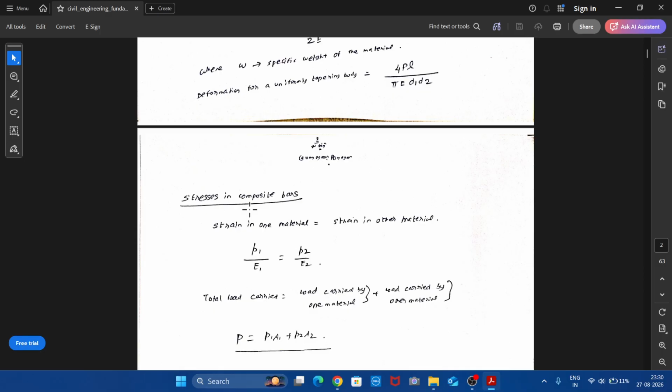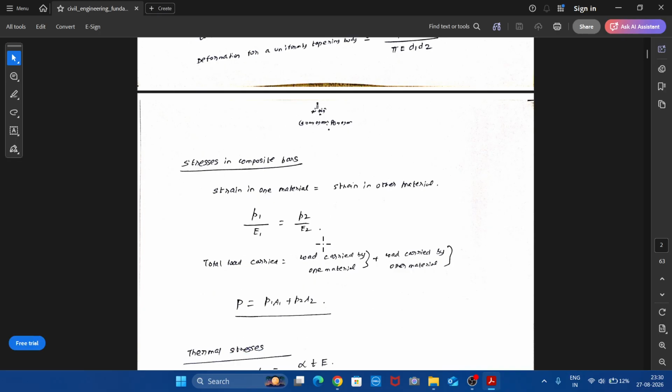Then another principle in the case of composite bars is that the total load carried should be equal to the load carried by one material plus the load carried by the other material. That is, both the materials combine and jointly resist the applied load. So if this is capital P, the load, we know that stress into area will be load: P equals P1 A1 plus P2 A2. So using these two relationships, you can solve problems of composite sections.